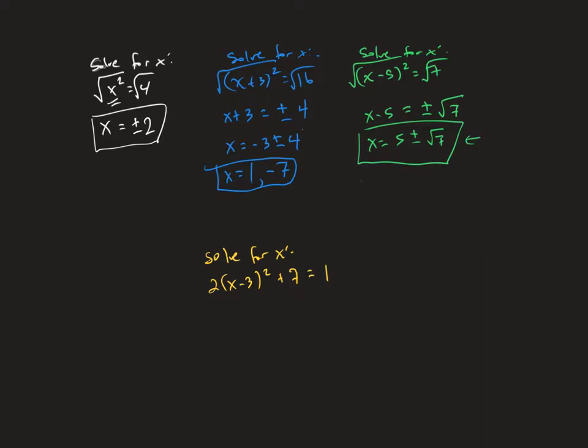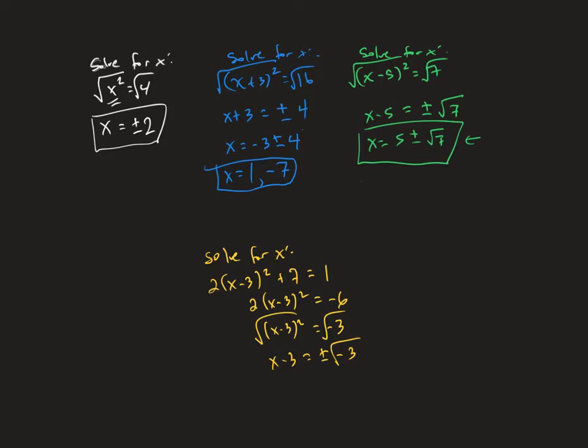So if I look at this yellow problem, I want to undo in reverse PEMDAS order. So I want to undo the 7 first. So I get 2 times x minus 3 squared, but I subtract 7 from both sides. And then I want to undo the multiplication. Divide both sides by 2. And now I'm going to undo the square by taking the square root. Again, square root of x minus 3 squared is x minus 3, as long as I put a plus or minus on the other side.